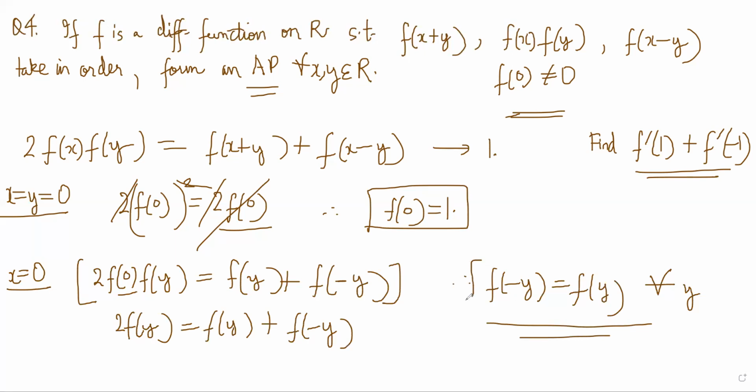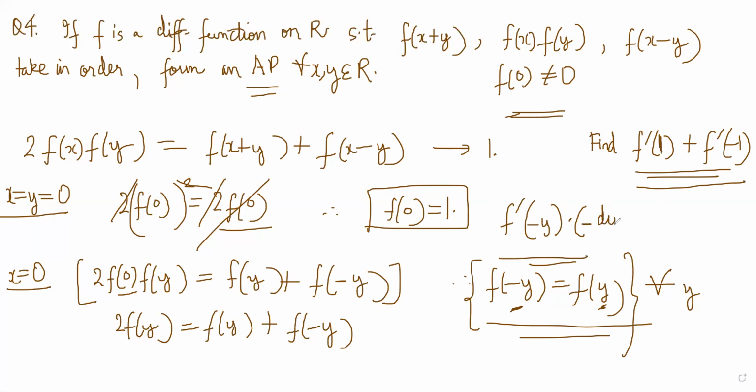Also, this condition will help us solve the problem here because notice that the arguments to the f dash x are 1 and minus 1. So here also the arguments are y and minus y, right? So if I differentiate this expression, what I will get is f dash minus y into differentiation of minus y, which is minus dy by dx, is equal to f dash y into dy by dx, right?